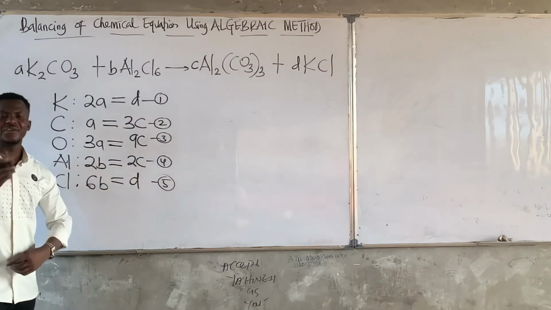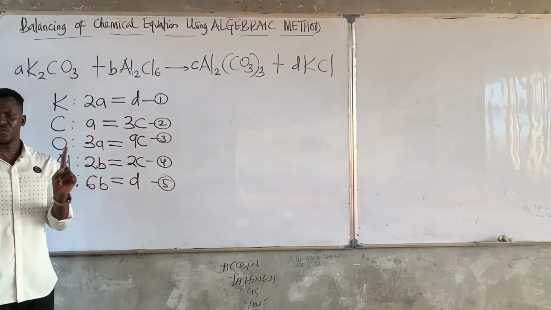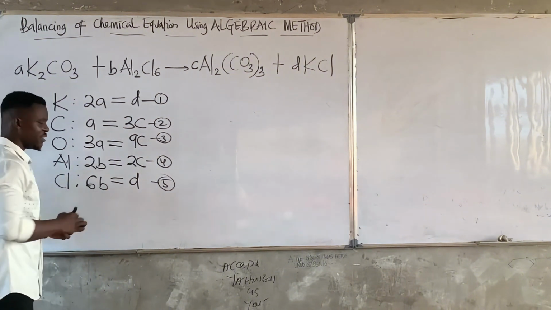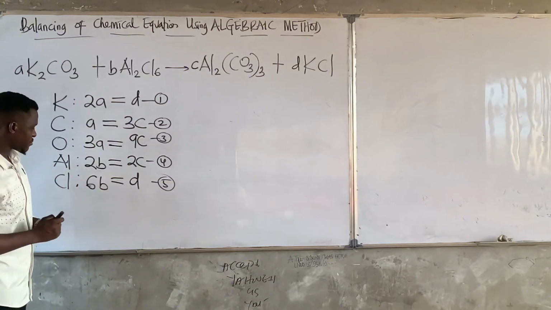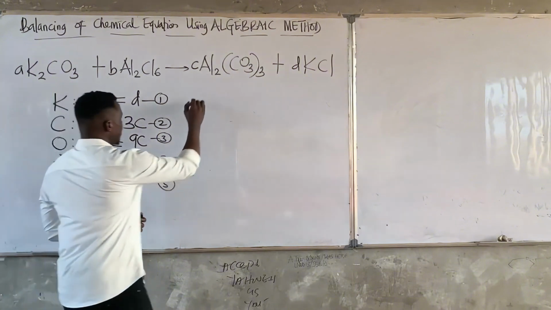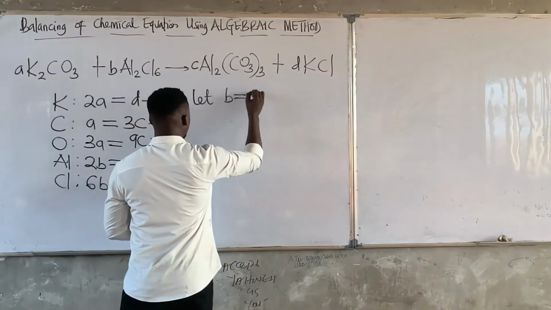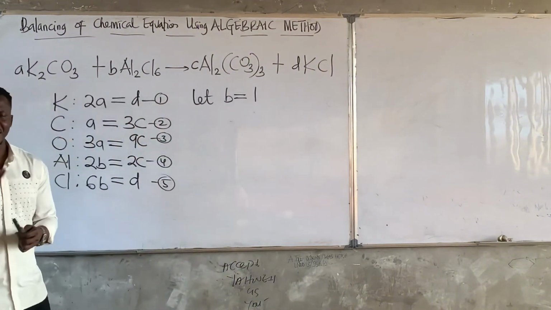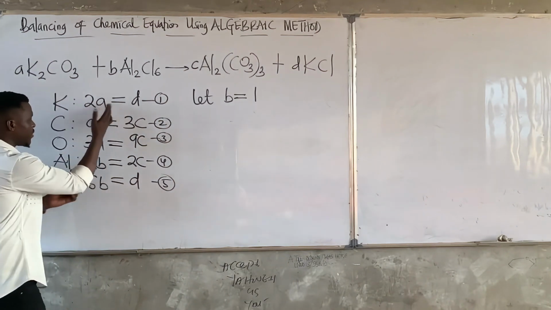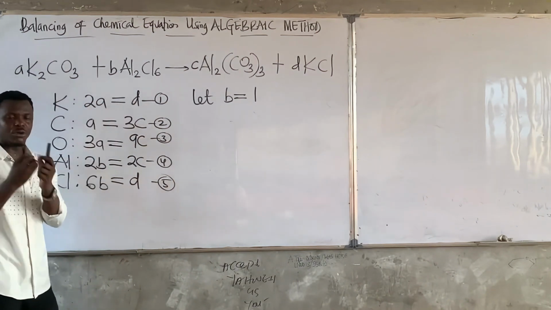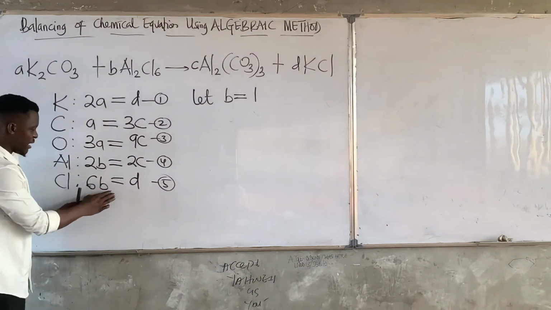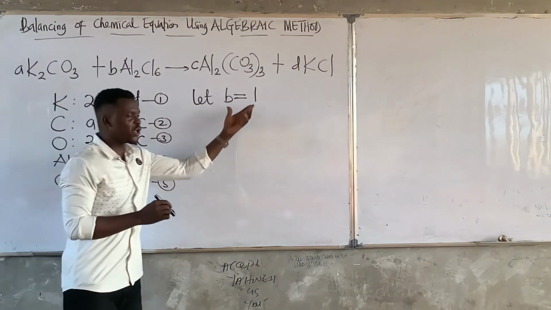The next thing you're going to do, rule number 3, says choose one of these coefficients and give it a value of 1. Any one of the coefficients. Myself, I'm going to give B the value of 1, so let B equal 1. Any of these unknowns you can choose, you can give it to A, D or C, but make sure you choose the one that will help you get the other ones easily. For this particular one, I'll choose B.